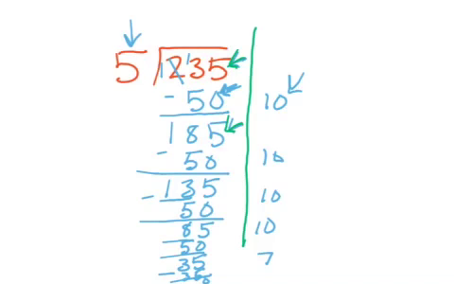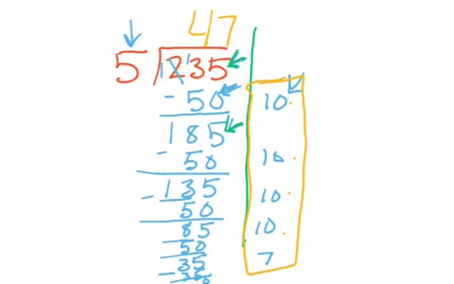In order for me to figure out what my quotient is, I need to add all these pieces up, or my partial quotients. So 10, 20, 30, 40, 47 is my answer. Now, I could solve this problem a different way as well.